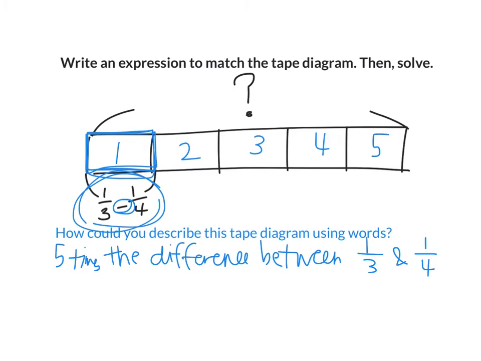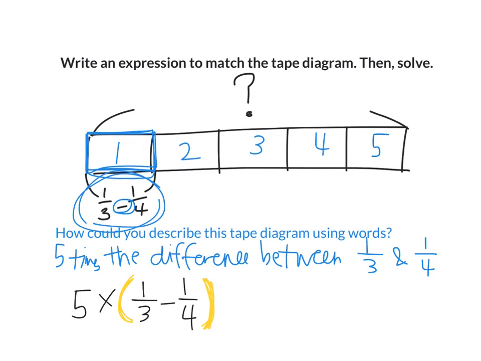Now we have to translate it to number form. Well, luckily 5 is a number. Times is what symbol? Multiply. The difference between 1/3 and 1/4. Is that going to do it? No. What are we missing? The parentheses. The parentheses are very important so that we first tell the mathematician that we need to find the difference between the two fractions before multiplying. If we didn't have the parentheses there, it would be the difference between 5 copies of 1/3 and 1/4. Do you see the difference?